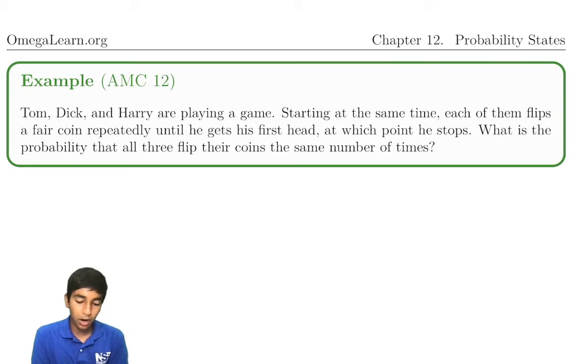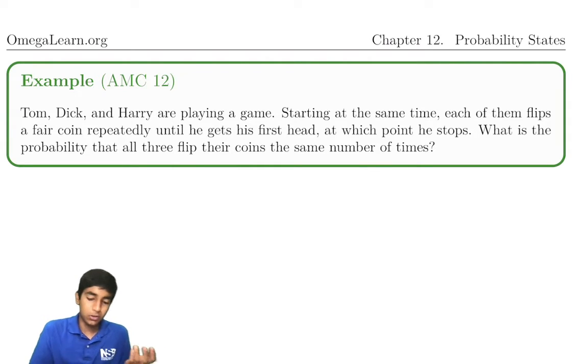Tom, Dick, and Harry are playing a game. Starting at the same time, each of them flips a fair coin repeatedly until he gets his first head, at which point he stops. What is the probability that all three flip their coins the same number of times? So what are the possibilities we have to consider here? Well, what if they all roll heads the first try? That's a possibility for sure.